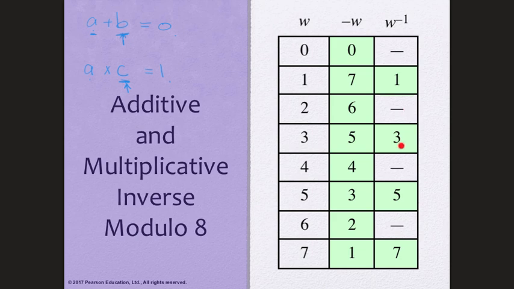If we try this for 3, we will find that 3 times 3 will give us 9. 9 modulo 8 is equal to 1. So this means 3 is an inverse of itself. 5 is an inverse of itself. 7 is an inverse of itself. Just as a caution, it's not true that for any modulo arithmetic you will have the number as the inverse to itself. It just happens that this is the case for modulo 8.